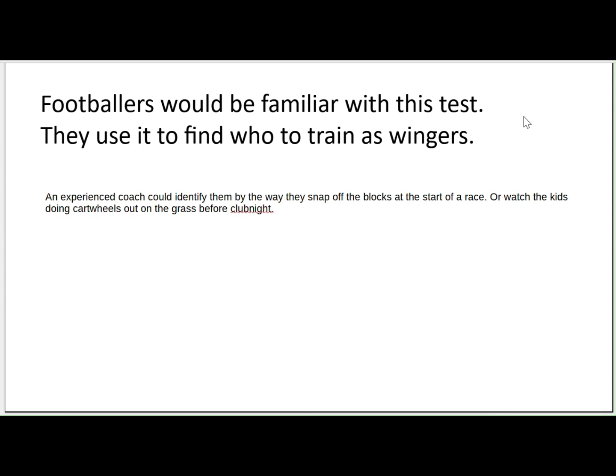Now, as I've noted here, footballers would be familiar with this test. They use it to find out who to train as wingers. You want a sprinter out on the wing, if they get the ball, they can pelt along the length of the sideline and score a try is the intention. It's no good putting an endurance athlete out on the wing, they'll get caught.